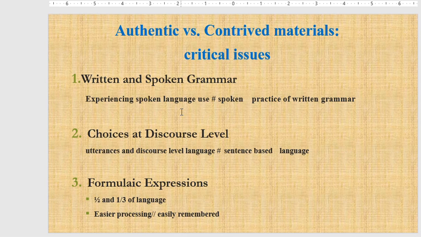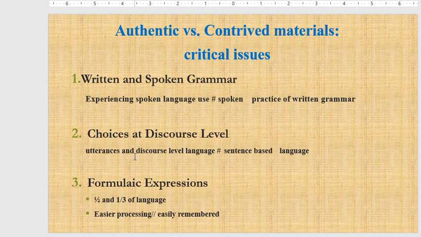But when you use contrived materials like Iranian textbooks, you distort language, you change the grammar when you are using, for example, speaking, listening, reading, and writing. So it's better to use authentic materials. Here authentic materials have priority over contrived materials.